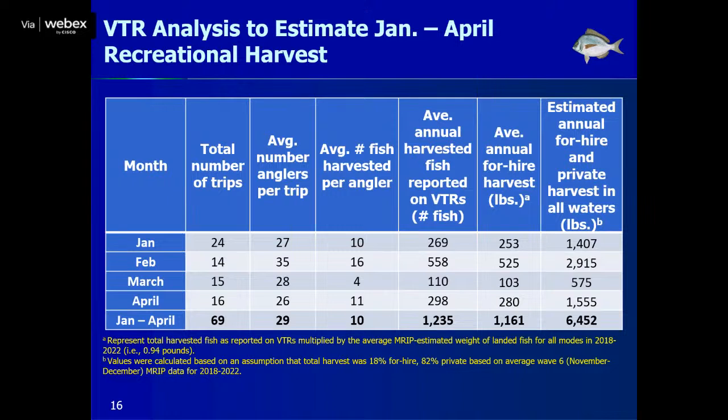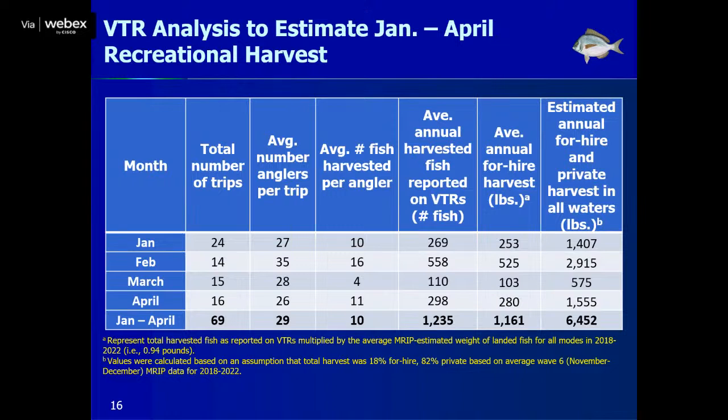So given the lack of MRIP data and some of the concerns with wave 2 MRIP data, the monitoring committee did recommend an analysis of scup VTR data, similar to what has been done in the past for black sea bass, as a way to estimate total recreational harvest during waves 1 and 2.